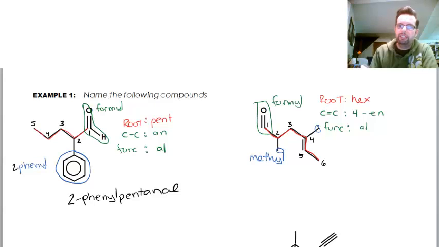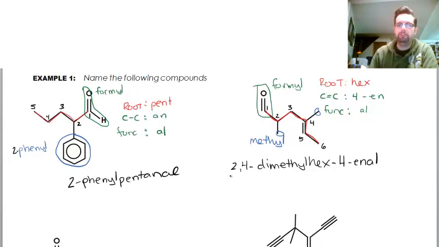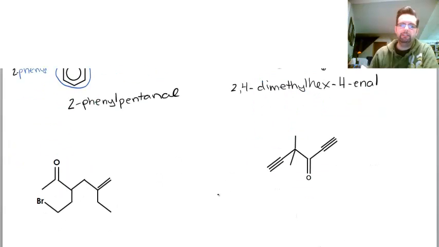And so we're going to put this all together now. We're going to have 2,4-dimethyl hex-4-enal. And just a reminder that we always put the part of the suffix related to double, triple bonds or single bonds before the suffix portion related to our functional groups. Pretty straightforward.